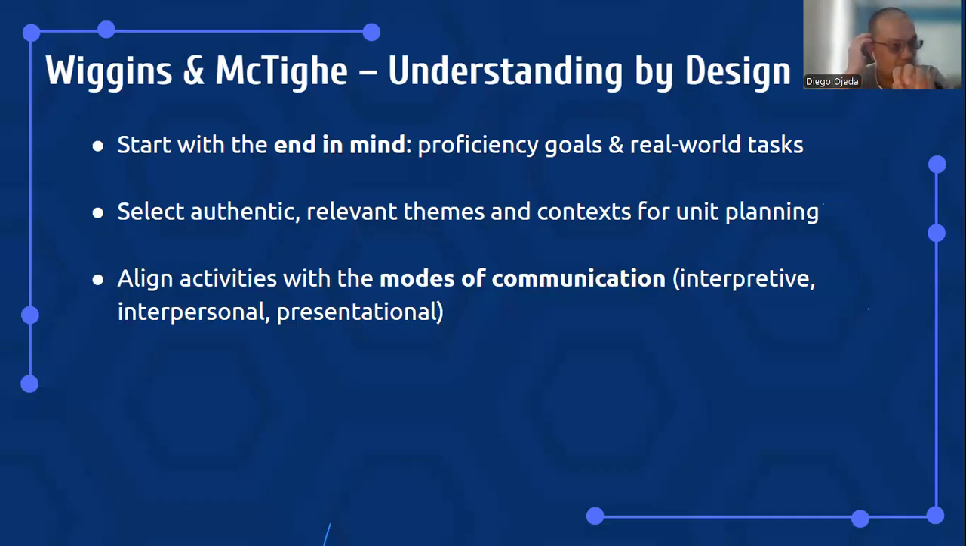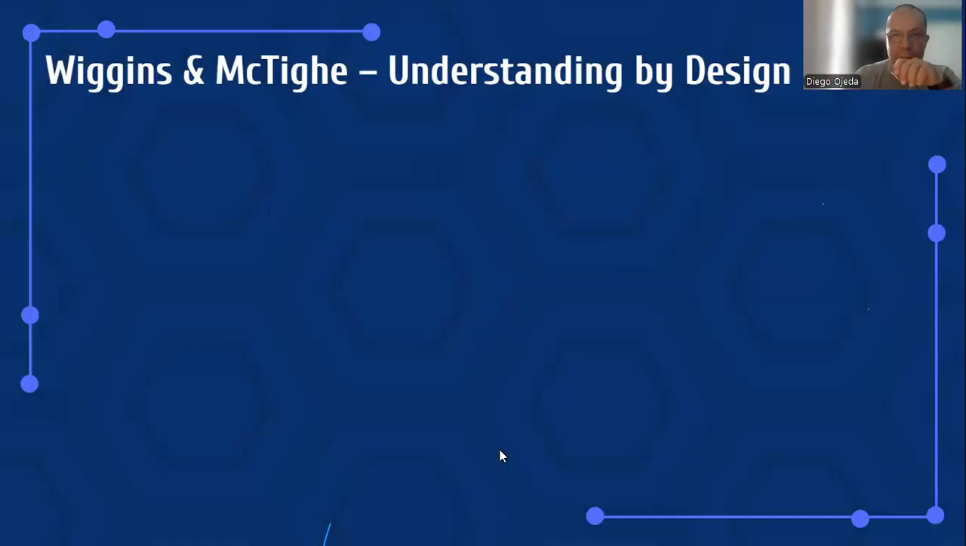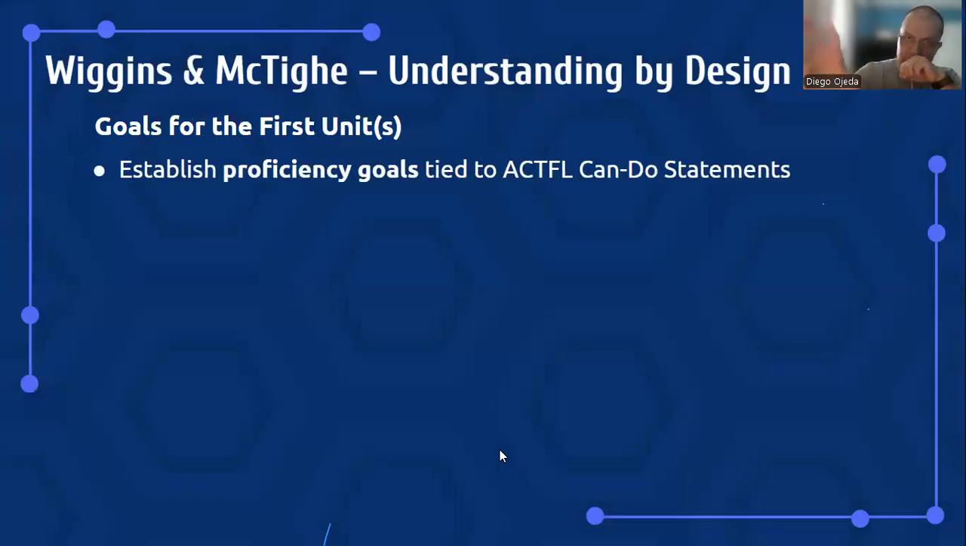Sometimes when we think about what we have been doing in the class, we realize that we're doing too much of one of those modes. And in order for their brain to move and work better, it's important that they start working with the three all the time. So what are the goals for the first units when we talk about backwards design?